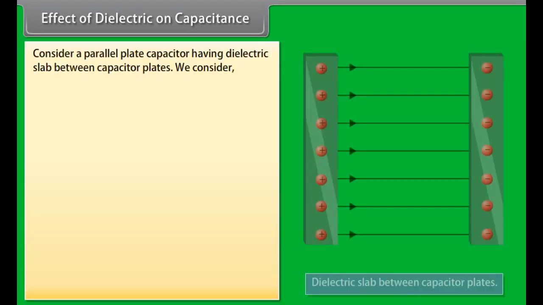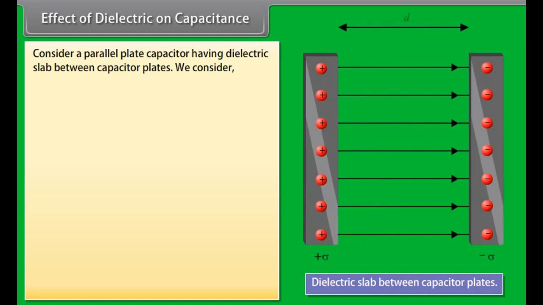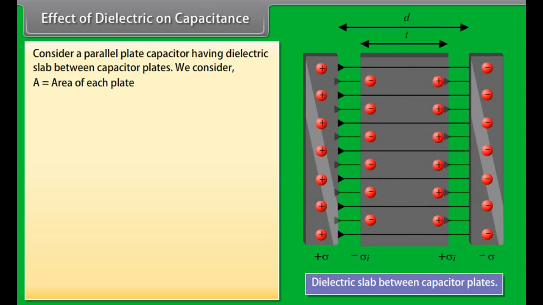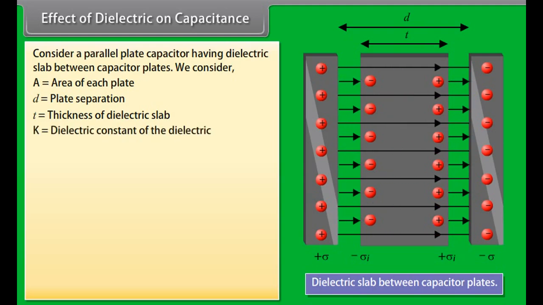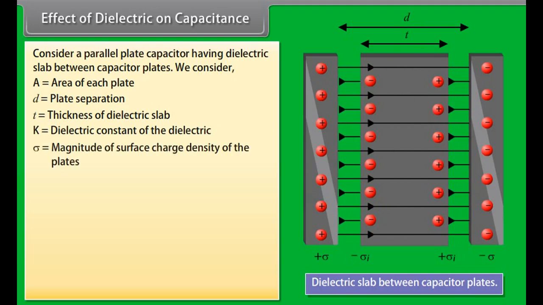Effect of dielectric on capacitance. Consider a parallel plate capacitor having a dielectric slab between the capacitor plates. We consider A is equal to area of each plate, D is equal to plate separation, T is equal to thickness of dielectric slab, K is equal to dielectric constant of the dielectric, and sigma is equal to magnitude of surface charge density of the plates.